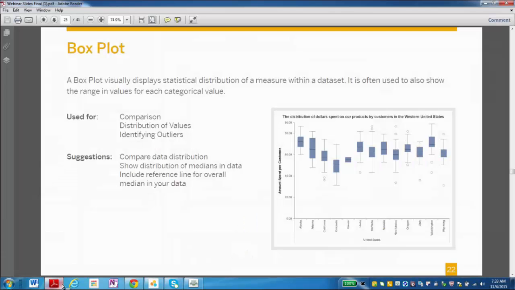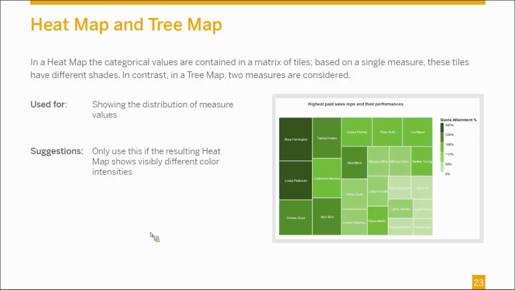So let's move on to the heat map and the tree map. And a heat map is a good chart type, again, to show the distribution of 1 or 2 measures, depending whether you want to use the heat map or the tree map. And it allows to differentiate the different categorical values by the size of the tiles, as well as the shading.